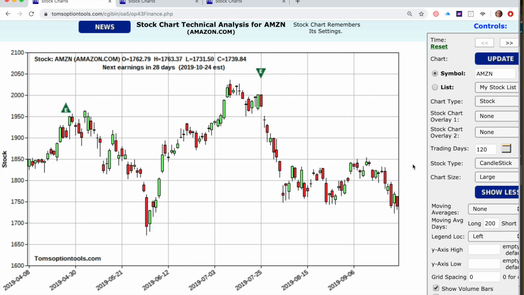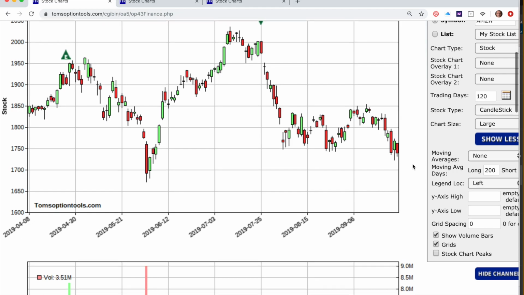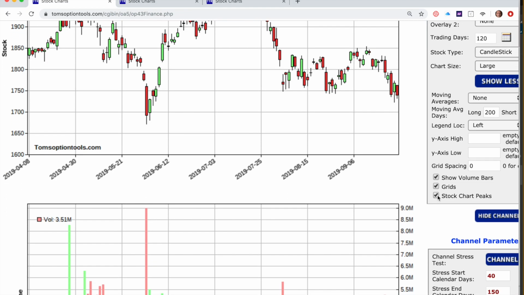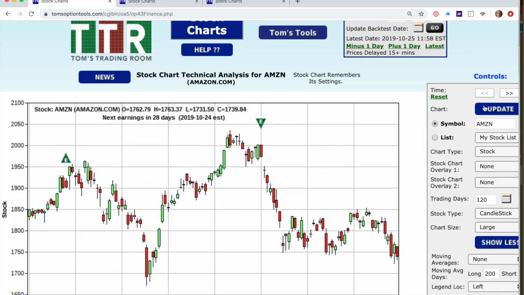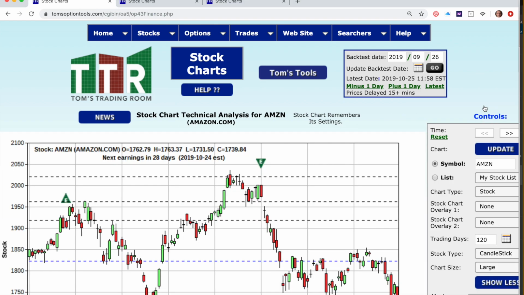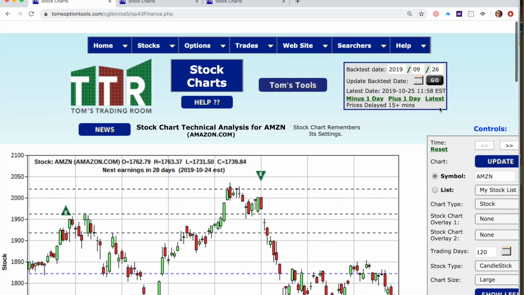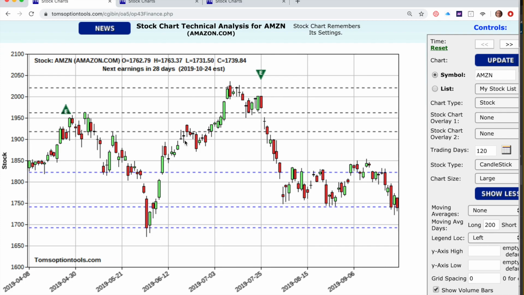So those support and resistance levels are also very important, but also Tom's tools, by clicking stock chart peaks, will also give us a look at support and resistance from actual peaks and valleys within the stock. So I went ahead and clicked stock chart peaks and then clicked update, and notice here that we've got these peaks and valleys identified. So this peak here acted as support here, okay? These valleys here acted as support there, and resistance here, okay, and resistance here.